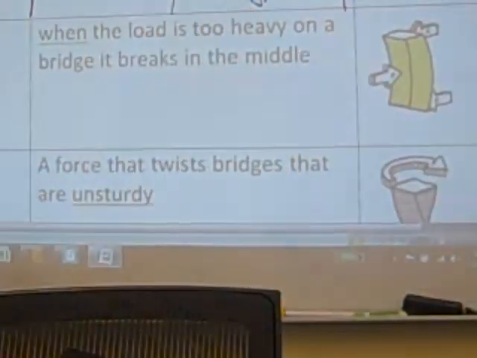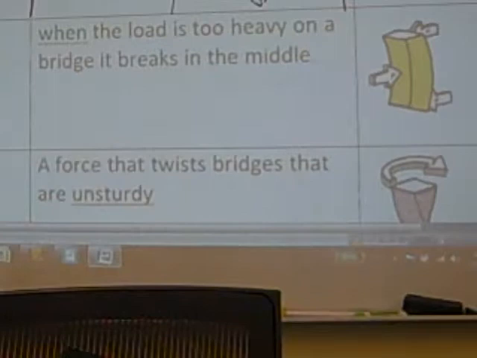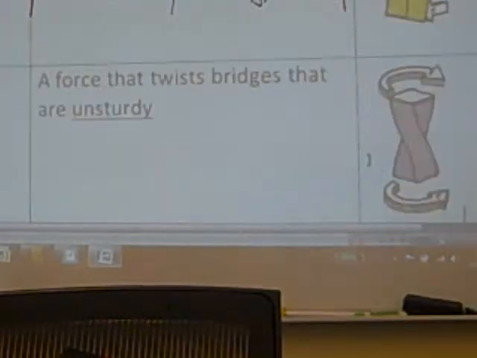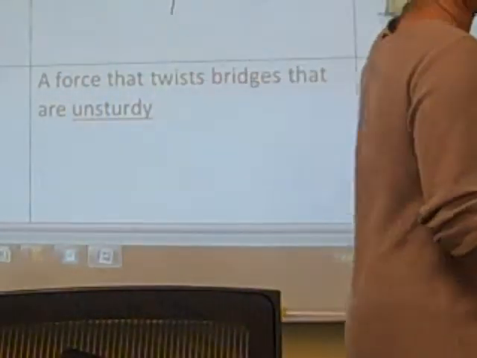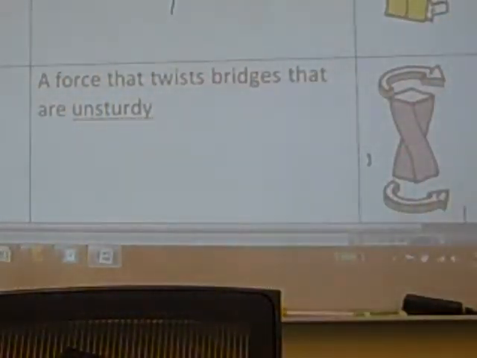Torsion. A force. Go, Fatu. A force that twists bridges that are unsturdy. Yep. This affects suspension bridges the most. And see how it kind of twists like this. It twists it. Perfect.